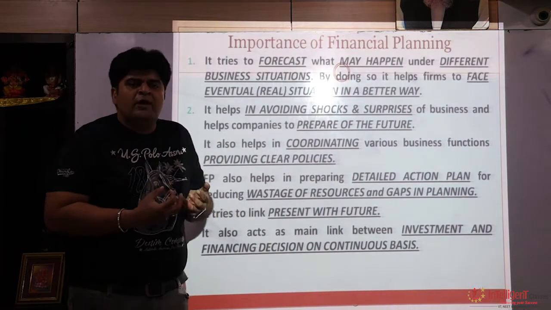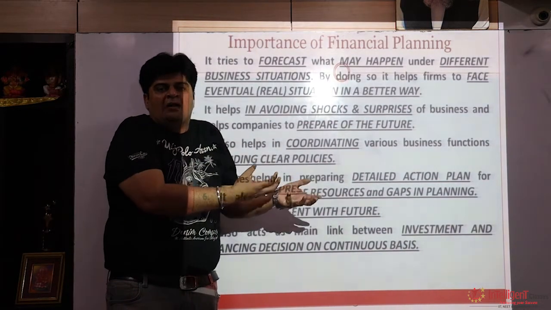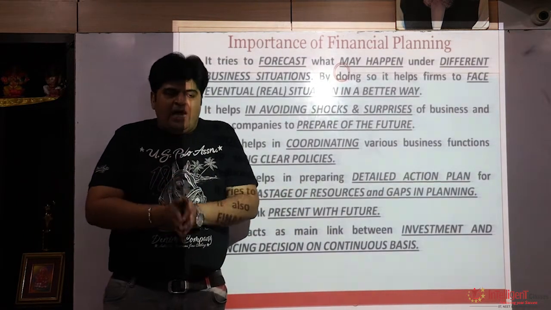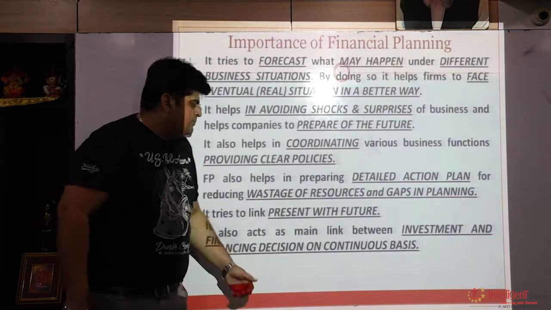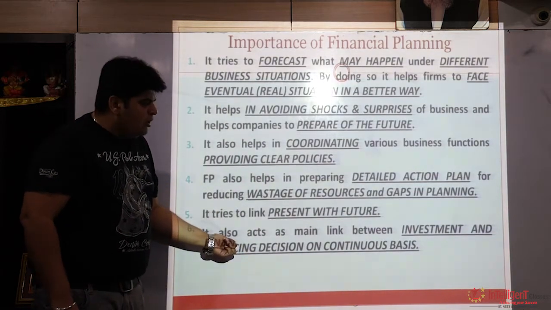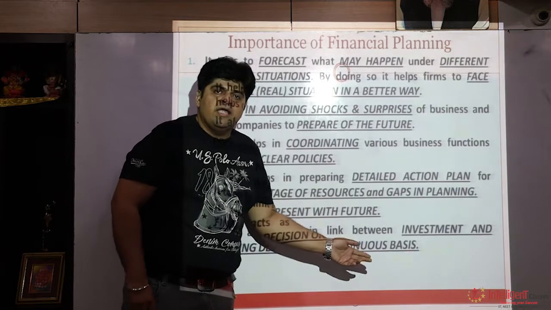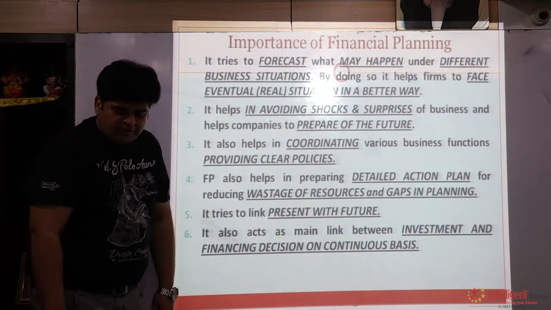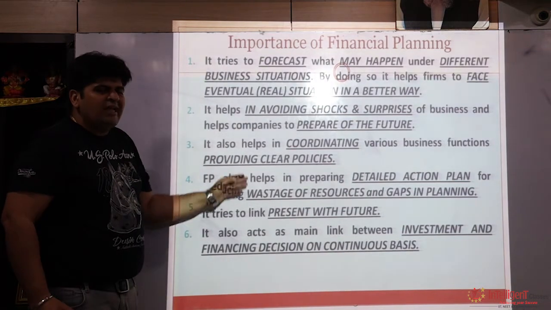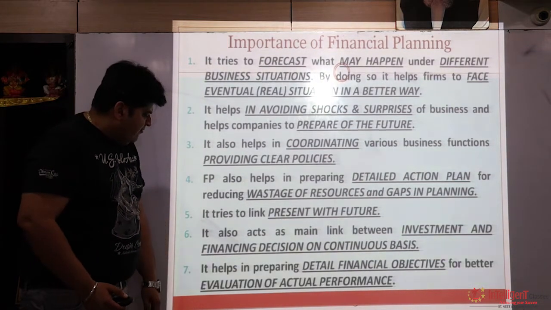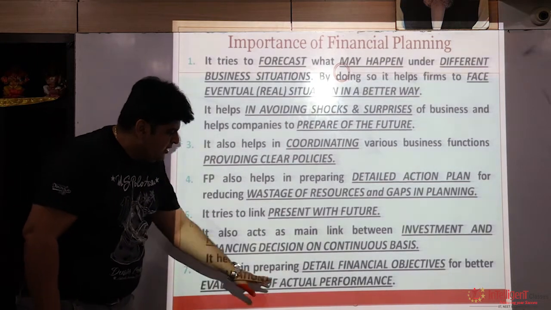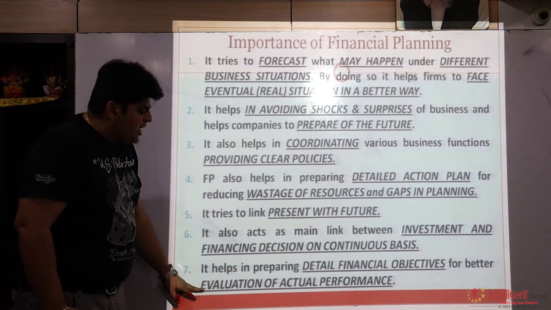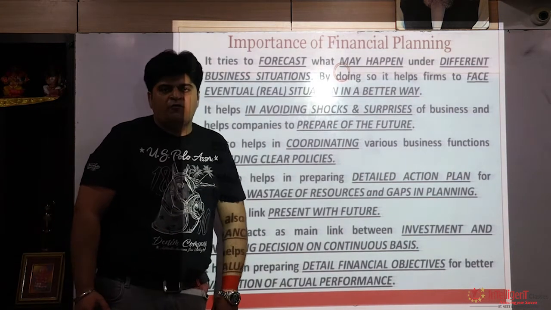When I say investment decision, it's all about where to put our money. And when I say financing decision, it is from where to raise that money. And in this, a key link is always performed by financial planning. Hence it is said that financial planning acts as a main link between investment and financing decisions on a continuous basis. The last point in this entire question is that financial planning helps in preparing detailed financial objectives for better evaluation of actual performance.